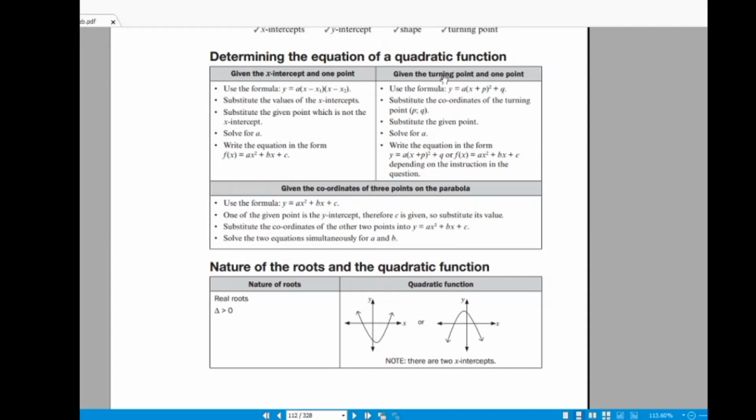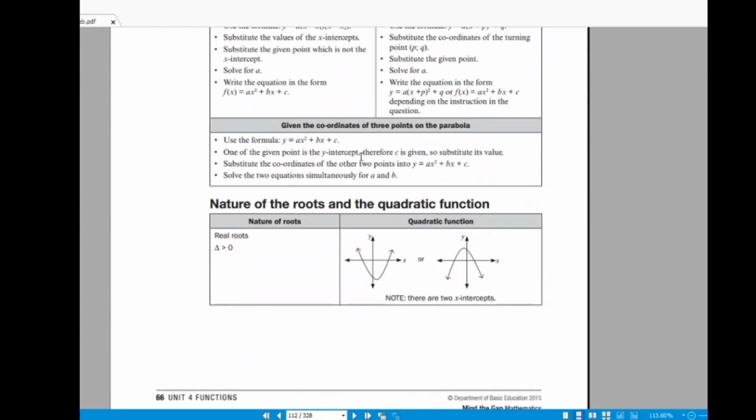The second case, when you are given a turning point, you will have to use the quadratic function in the form y equals a times (x plus p) squared plus q, right? And then (p, q) will be your turning point, and you substitute the other point that is given to calculate the value of a, and then you'll have your equation.